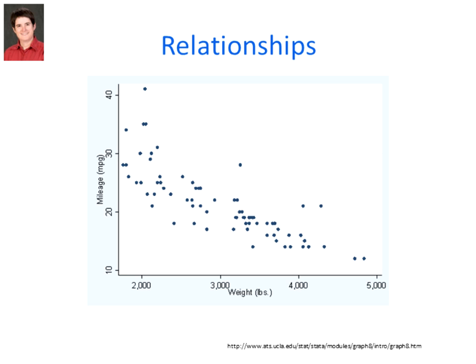Another type of pattern is relationships. Graphs help us see relationships between variables. So, for example, in this one we see a relationship between car mileage, or vehicle mileage, and vehicle weight. And we can see a negative relationship here in these points. That is, as vehicle weight increases, mileage decreases.